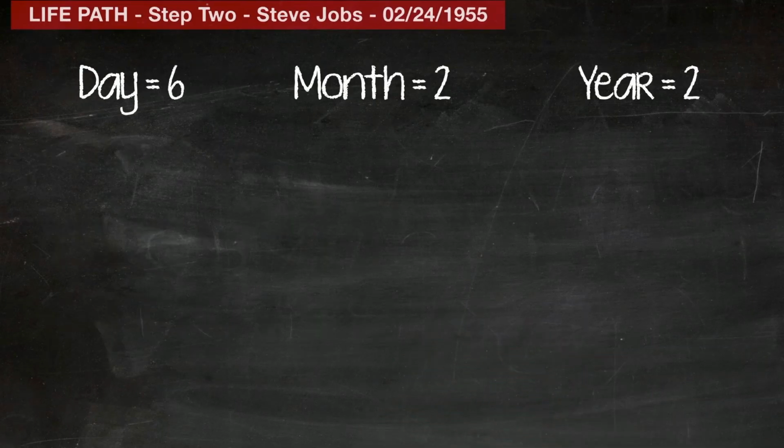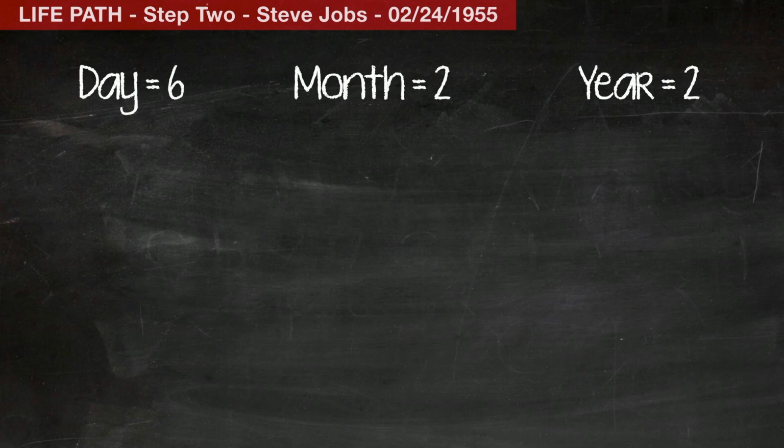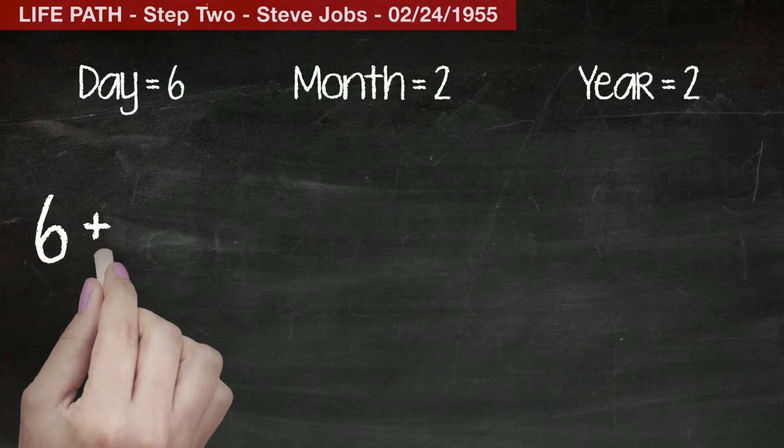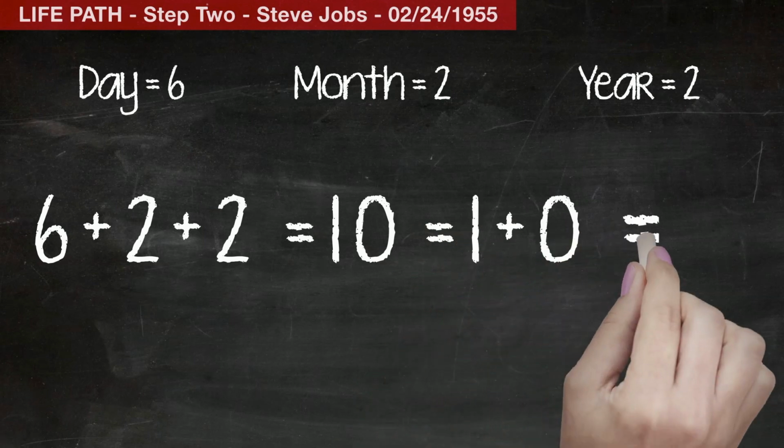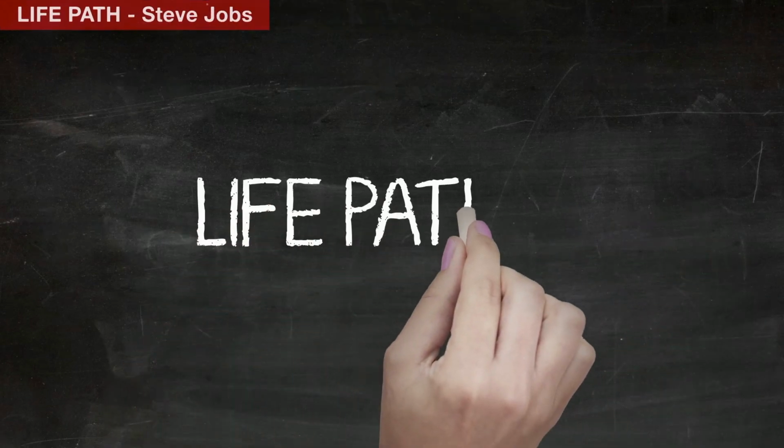Step 2. Now for the final step, in which we add the single digits derived separately from the day, month, and year to get the final number, i.e. 6 plus 2 plus 2, which gives 10, which gives 1 plus 0 equals 1. So for Steve Jobs, his life path number is 1.